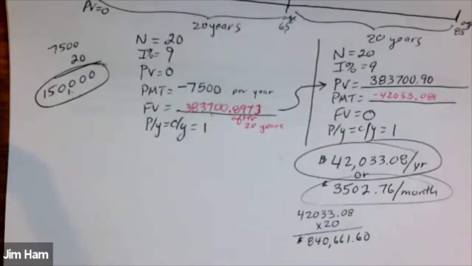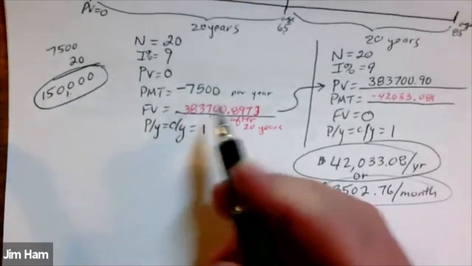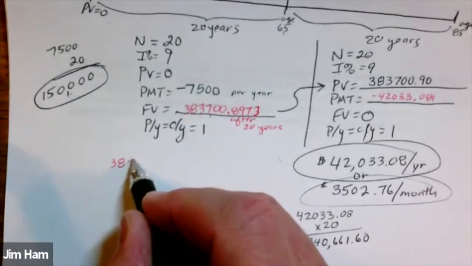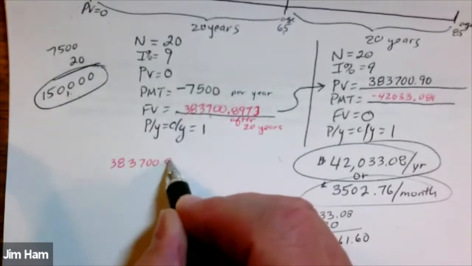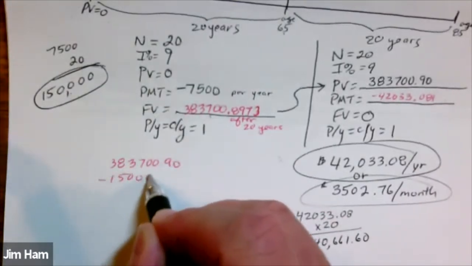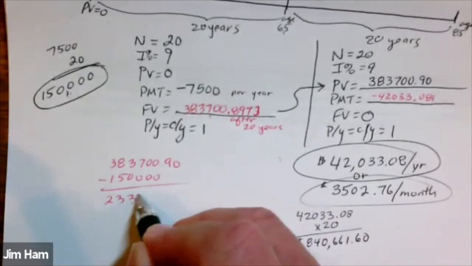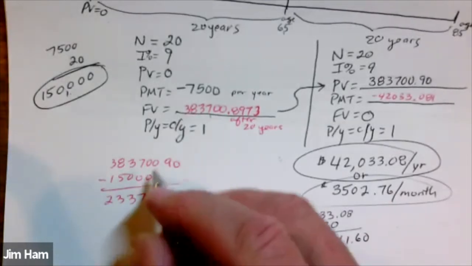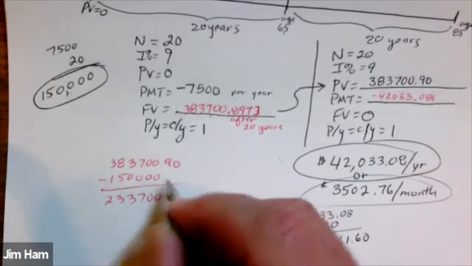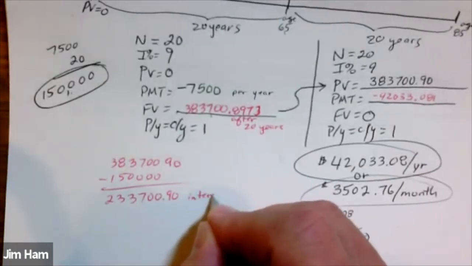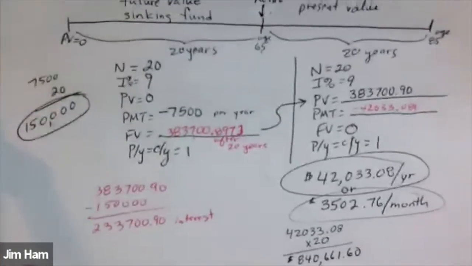So, Mr. Ham, you didn't plug the 150 in anything, did you? No. Okay. But it's something that if you wanted to know what interest he earned, you would need to know that number. You'd need to know how much he invested, what he ended up with. So for example, you could take the 383,700.90 and subtract the 150,000 to learn that $233,000 of that total amount that you have after 20 years is interest. You might as well pay yourself that interest instead of paying it in loans to the bank.